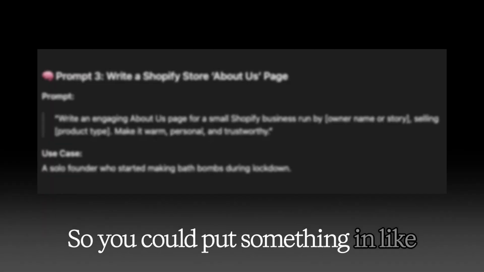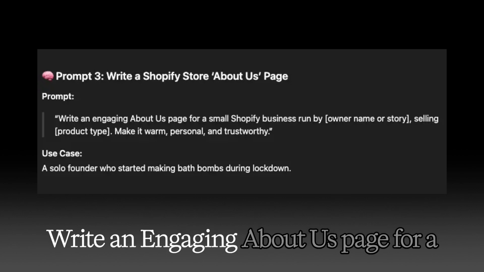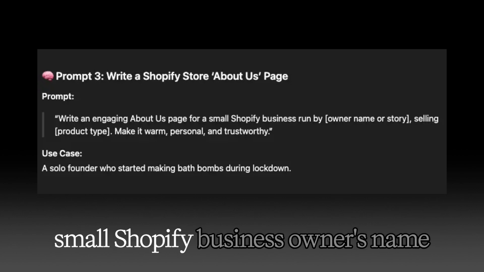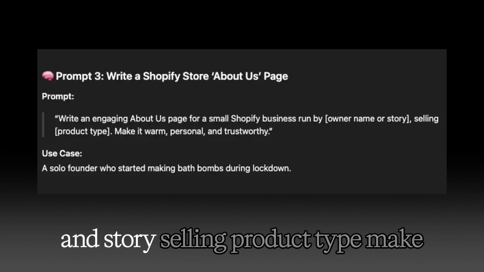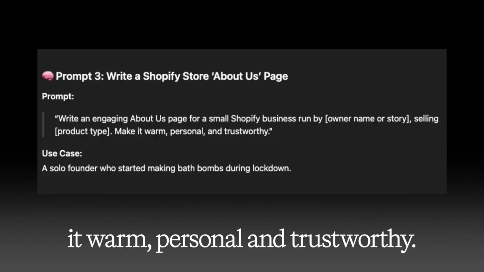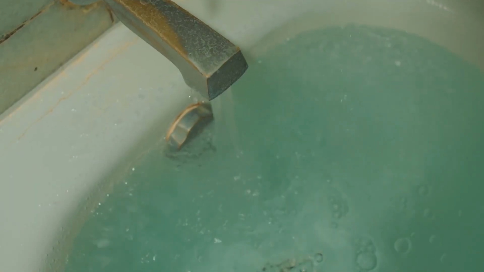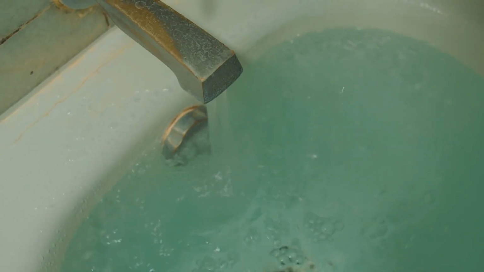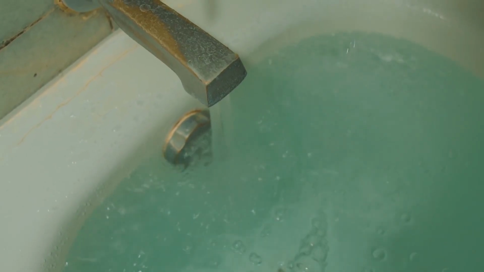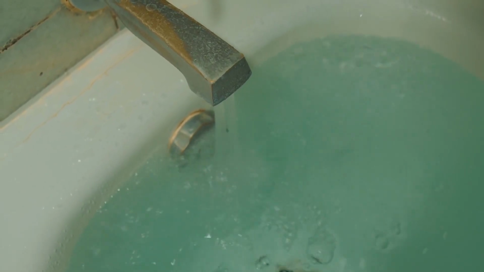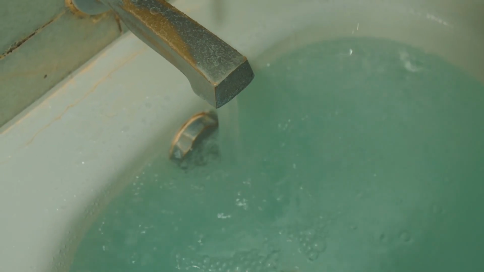Prompt number 3 is directed towards setting up an About Us page on your Shopify store. So you could put something in like write an engaging About Us page for a small Shopify business, owner's name and story, selling product type, make it warm, personal, and trustworthy. An example use case is if you're a solo founder who started making bath bombs during lockdown. There's thousands of different example use cases you could use in that scenario.